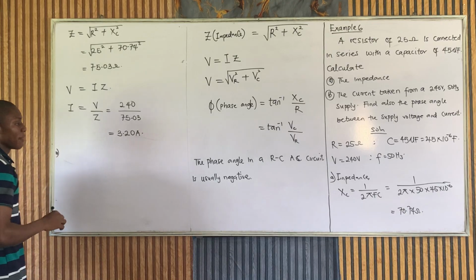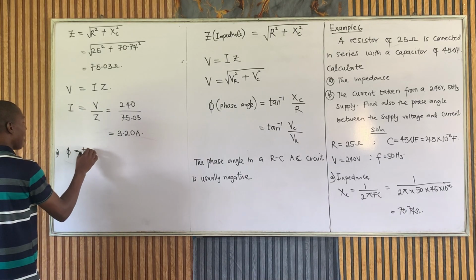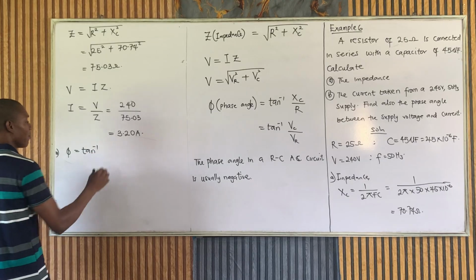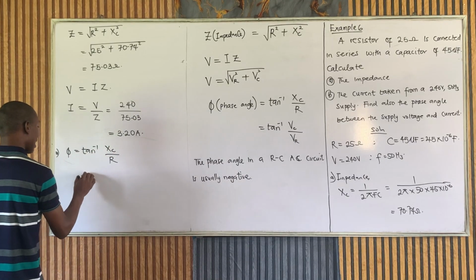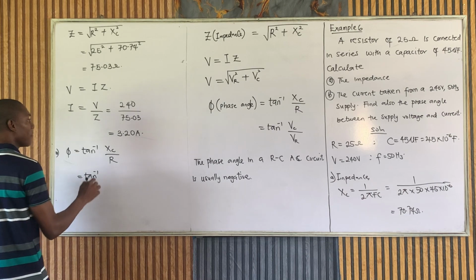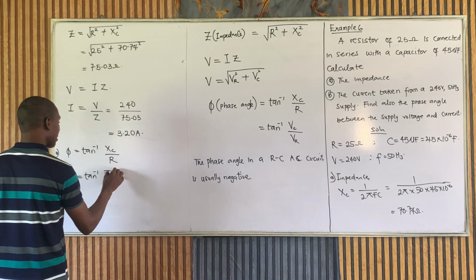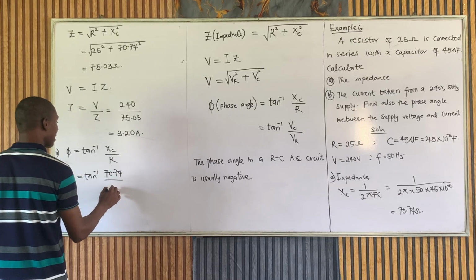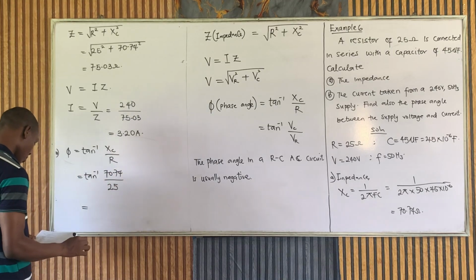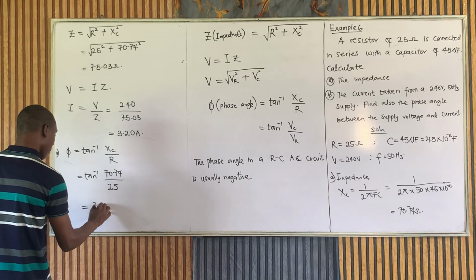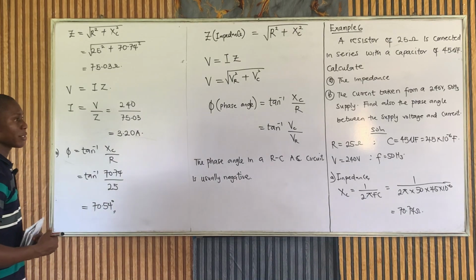Now, lastly, we have to get the phase angle. The phase angle phi is simply tan inverse of XC over R. And that's tan inverse of the XC, the capacitive reactance, which is 70.74, divided by the resistance, which is 25. So the phase angle will simply be 70.54 degrees. So that's all for this question.